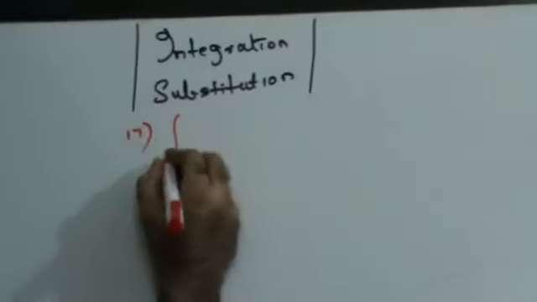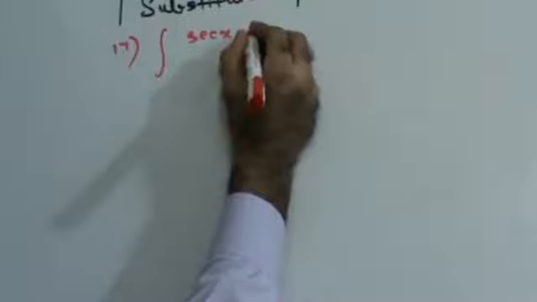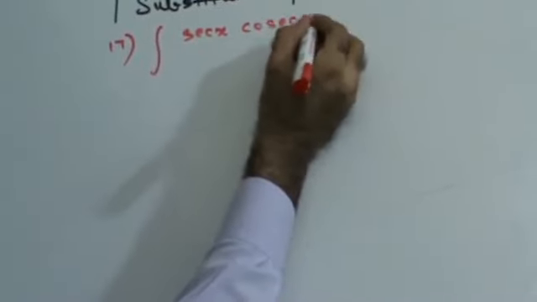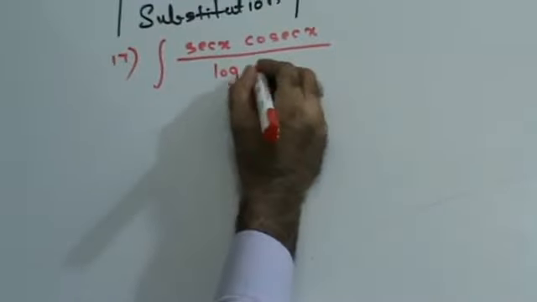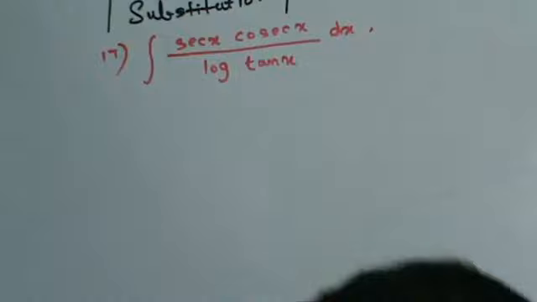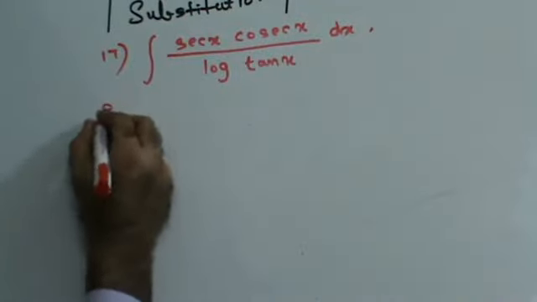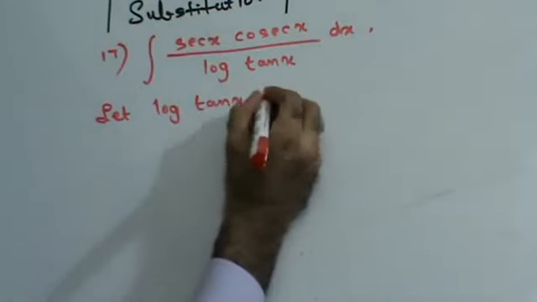Next, let's see another sum. Integral of sec x cosec x upon log of tan x dx. Right? Let's see this. You will say let log of tan x be equal to t.